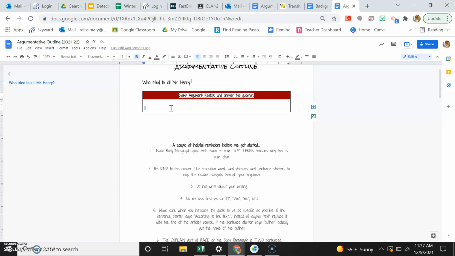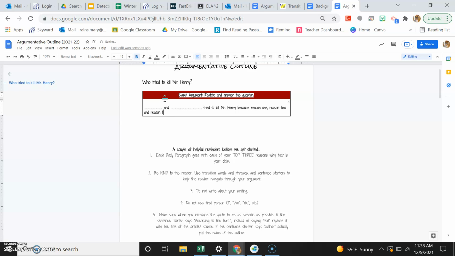So basically what you guys are doing is claiming something, which means you're stating it as fact. So you would say something like, blank and blank tried to kill Mr. Henry. That is the claim. If you want to take it one step further and write the thesis already, you guys can put because and then put reason 1, reason 2, and reason 3, like this.